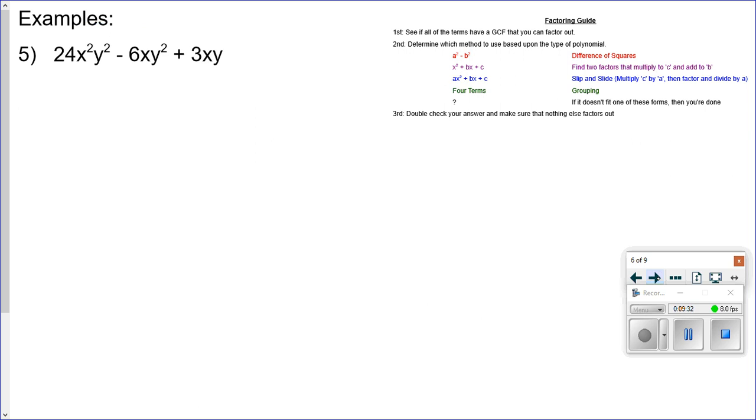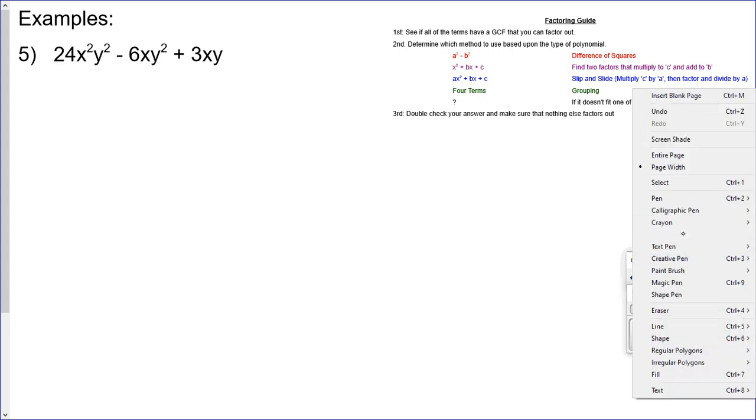All right, let's look at example 5. So first thing we're going to do is see if we can factor anything out of this. And number-wise, we can factor out a 3. They all have a common factor of 3. And they all have at least one x and one y. So we're going to factor out a 3xy out of this.